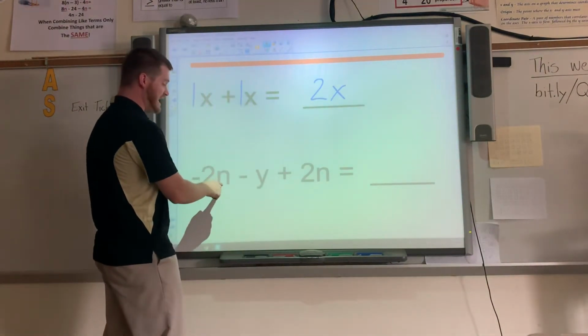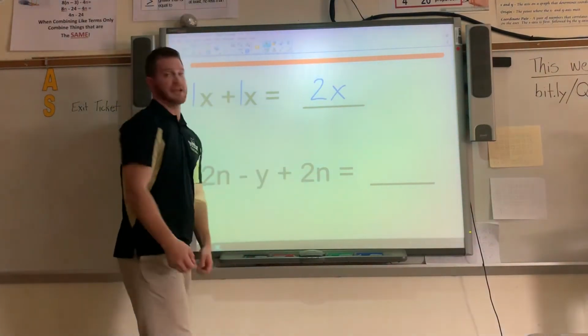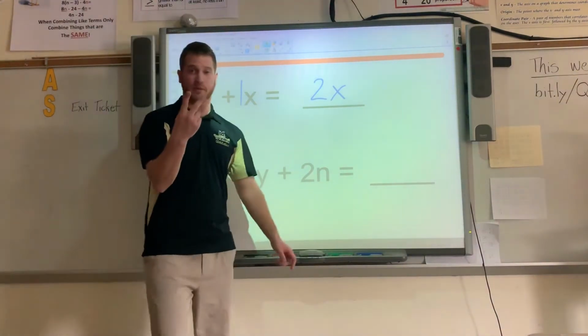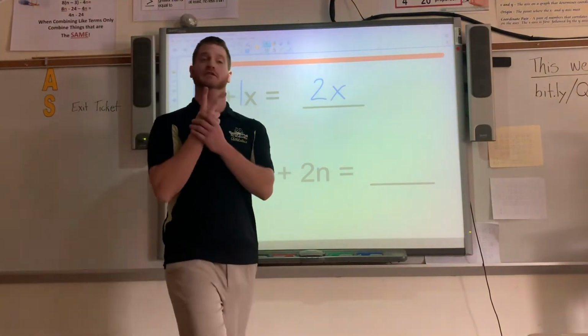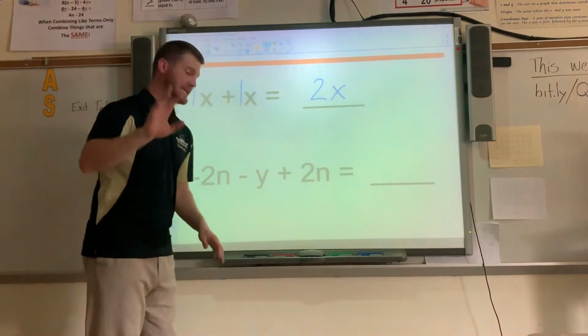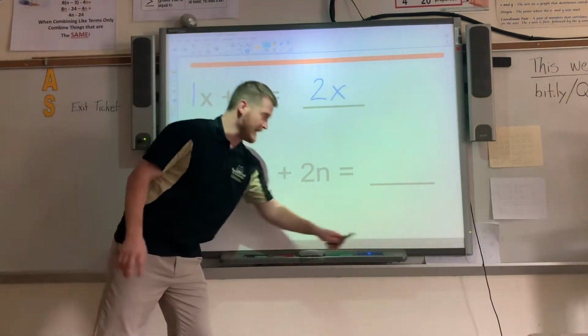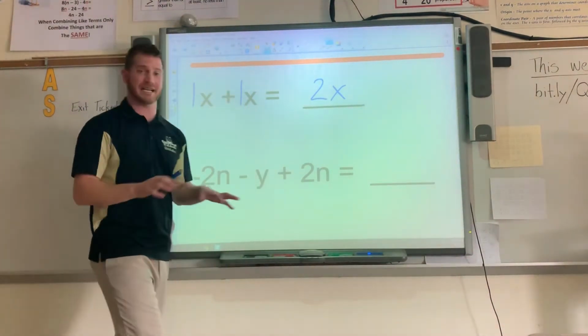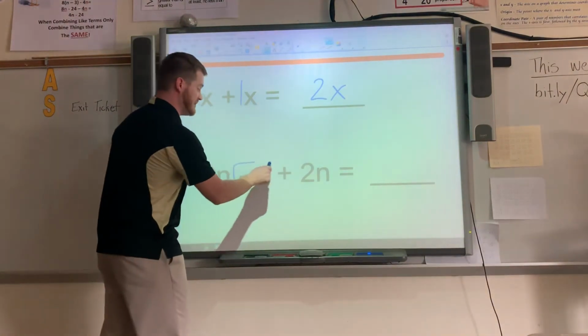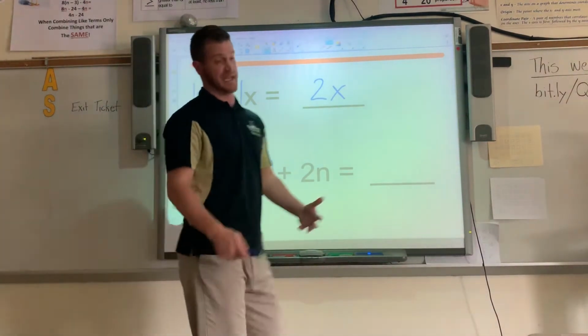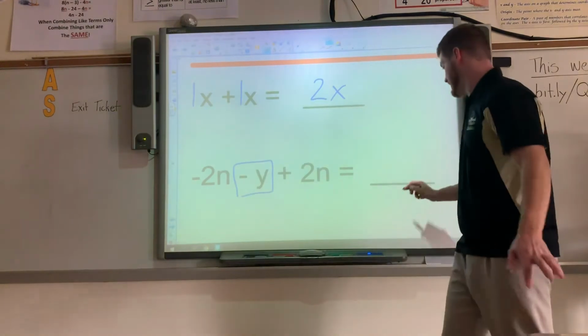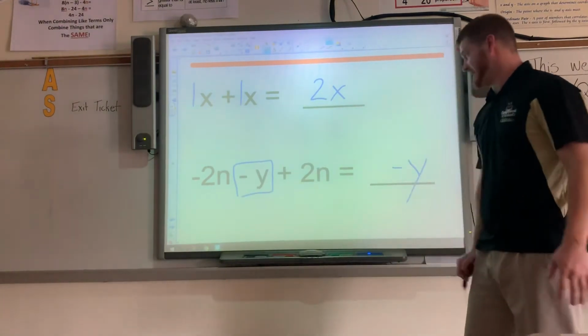So we see an n, a y, and an n. So n and y, two separate variables. Usually going to mean there's two terms in your final answer. This, however, is not the case. I would start with the variable that's not going to combine with anything else. This minus or negative y, however you want to say it. That's not going to combine with anything else. So I know my final answer is going to be something minus y.